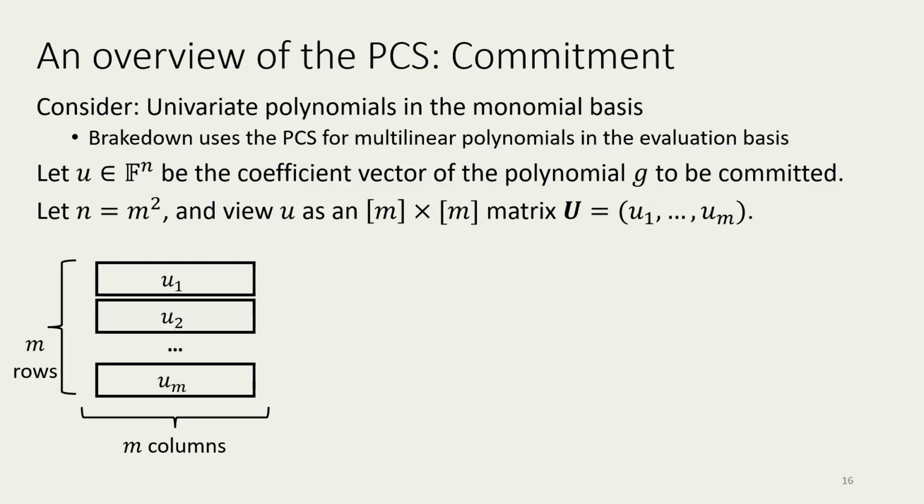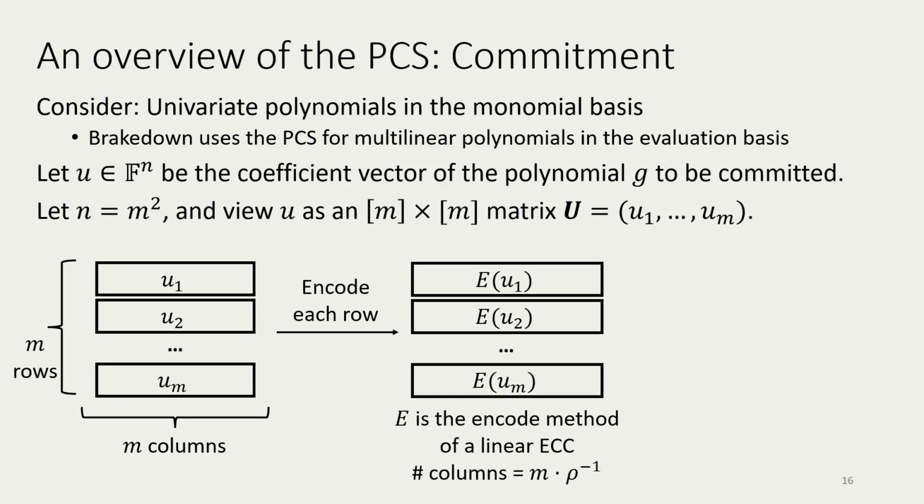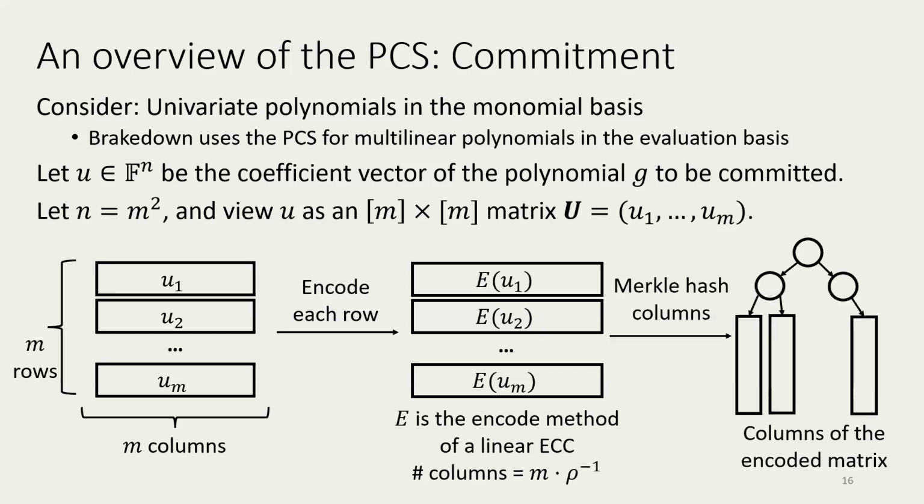Suppose that n is m squared, then we can view this vector as a matrix with m rows and m columns. The first thing that the prover does is encode each row of the matrix using an error correcting code where the encoding time is linear. We also assume that this error correcting code is linearly homomorphic. After this encoding procedure is run, the number of columns increases by a factor of rho inverse, where rho is the rate of this code. Then the prover takes the columns of this encoded matrix and constructs a Merkle tree over it. The root of the Merkle tree is the polynomial commitment.